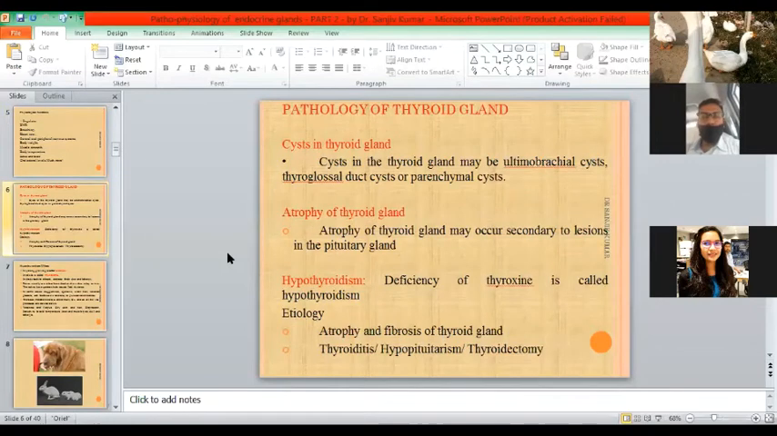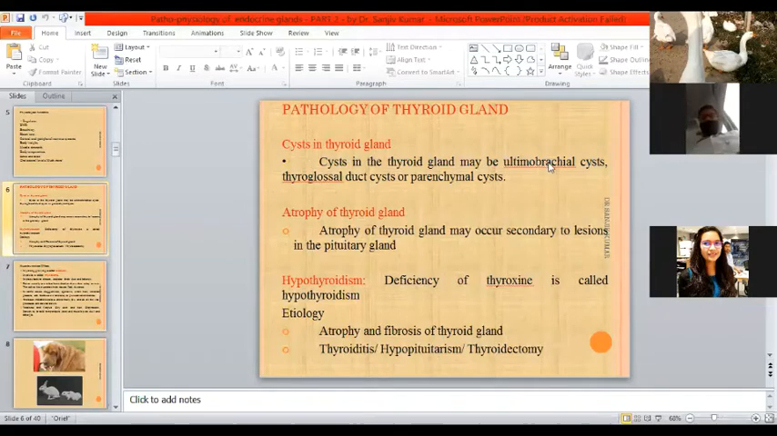So our topic is basically the pathology of the thyroid gland. In pathology, there can be four main conditions. First is cyst, second is atrophy, third is hypothyroidism, and the fourth is hyperthyroidism. The cyst can be an ultimobranchial cyst, thyroglossal duct cyst, or parenchymal cyst. So there can be formation of cysts in the thyroid gland. Also, the thyroid gland may atrophy due to some changes in the thyroid gland, or also due to changes in the pituitary gland. Since the thyroid gland is under the control of the pituitary, it can be secondary to a change in the pituitary gland also.